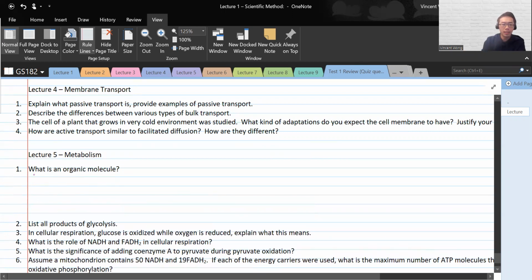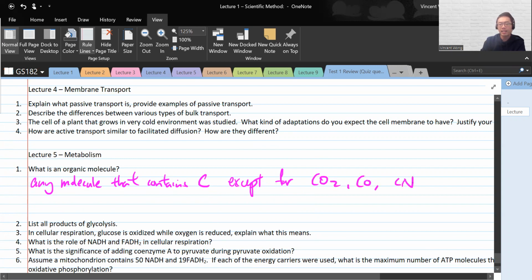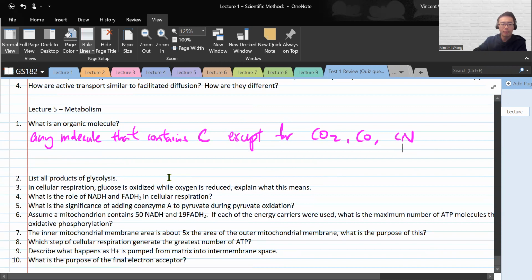Okay, here, what is an organic molecule? An organic molecule is any molecule that contains carbon. There are a few exceptions, except for carbon dioxide, carbon monoxide, and cyanide. Whoever came up with this definition, they're like, oh, let's not include these things. Not sure why, but that's the way it is.